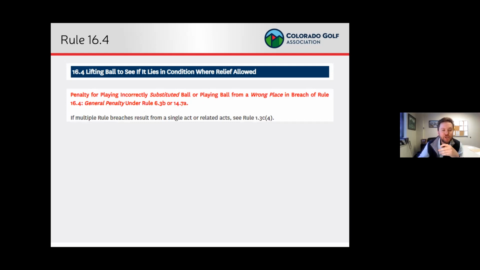And then lastly, the general penalty. You get the penalty for playing an incorrectly substituted ball or playing a ball from a wrong place in breach of a rule. You get the general penalty under Rule 6.3b, which is substitution, or 14.7a, which is a wrong place. And then if multiple rule breaches apply, resulting from a single or related act, C1.3, C4: if I don't mark it and pick it up and clean it, I've done two procedural things that are 1-stroke penalties on their own, but combined in a single motion, it's a 1-stroke penalty, and I'm putting it back. So that's where that follows up and cleans that up. It mentions that in the rule, but it doesn't reference it. The marking and cleaning at the same time, although 1-stroke, that's the 1 + 1 = 1 situation.